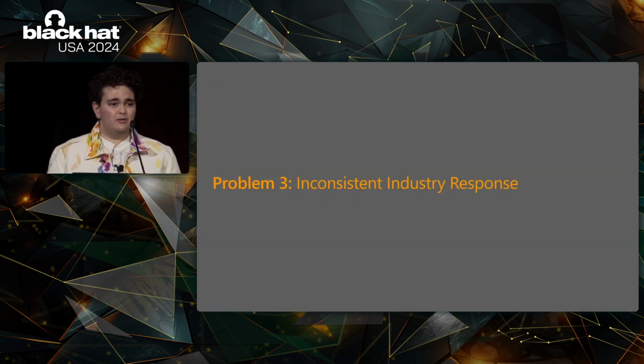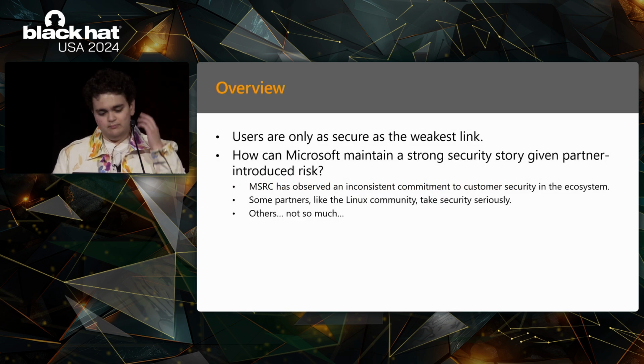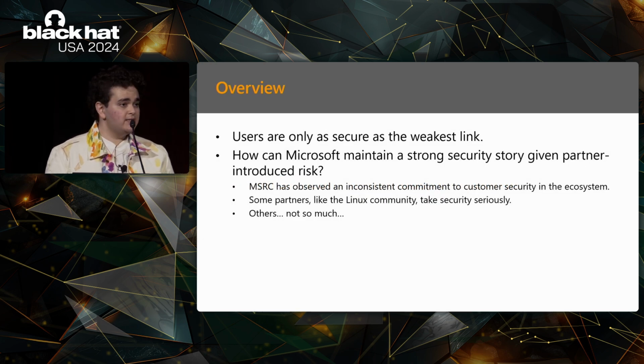The third problem is going to be an inconsistent industry response. Users are only as secure as the weakest link. How can Microsoft maintain a strong security story given partner-introduced risk? We've seen an inconsistent commitment to customer security in the ecosystem, unfortunately. Some partners, like the Linux community, take security extremely seriously, but others not so much.